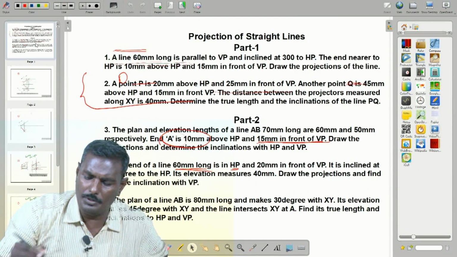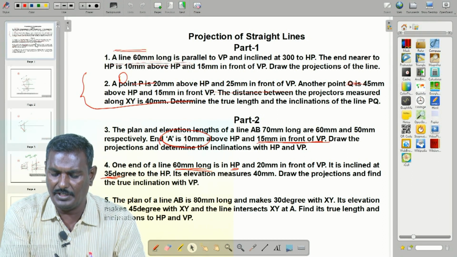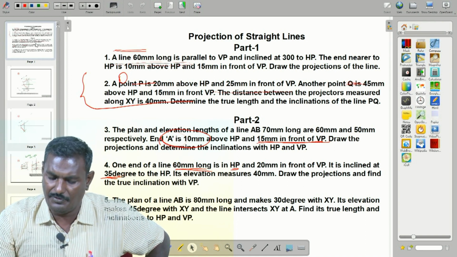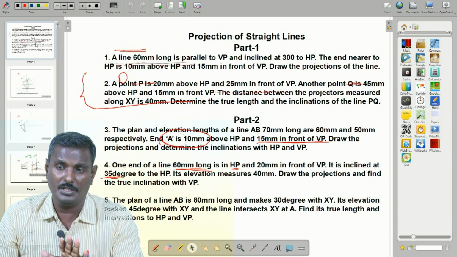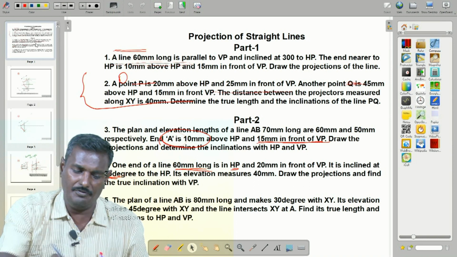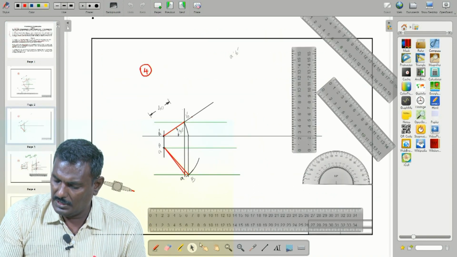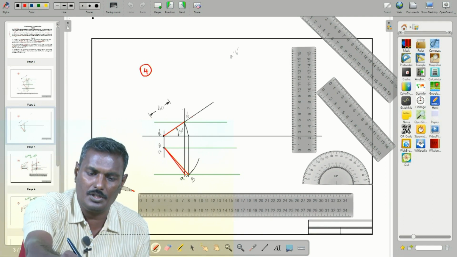So what about the problem here? It is inclined 35 degrees. It's okay, already finished. Draw the projection. Projection is completed. Find the true inclination with respect to VP. So where we observe that VP is for the top view, that is the plan view. So we move on to the plan view. So draw the guideline below.